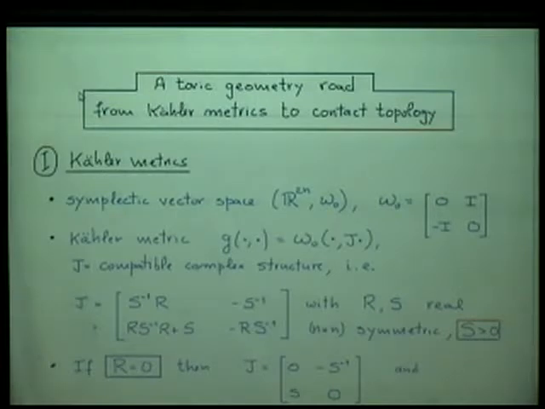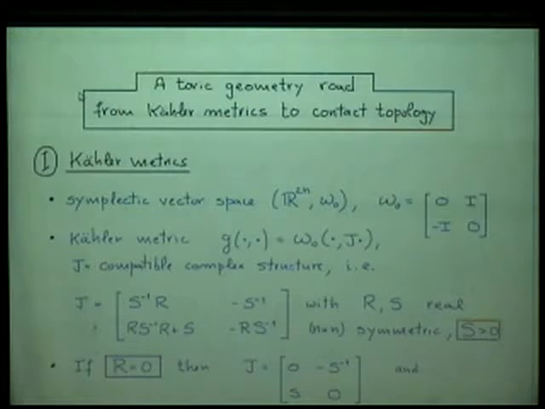So in this linear context, what's a Kaehler metric? For me, it will come from a complex structure, linear complex structure, which is compatible with the symplectic form. That means that when you combine the symplectic form and the complex structure like this, you get a metric, a symmetric, bilinear form, positive definite.